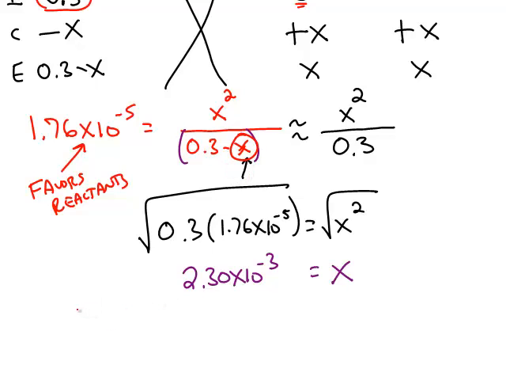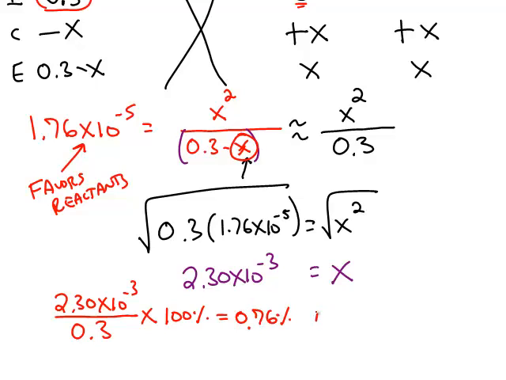So in this case, if we check that, our x value was 2.3 times 10 to the negative 3. To figure out what percentage that is of 0.3, we just divide it, put 0.3 in the denominator, multiply by 100%. That'll give us our percentage, and this percentage is less than 1%. So the assumption is valid if we get an answer that's less than 5%.